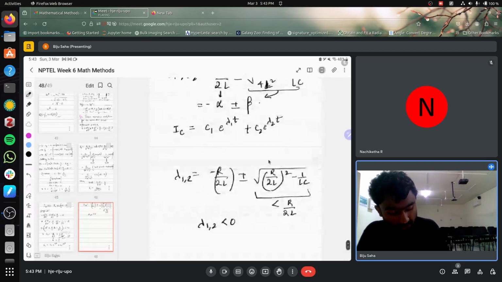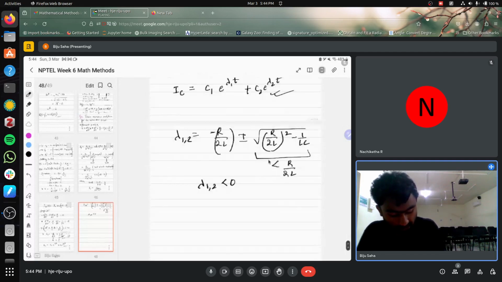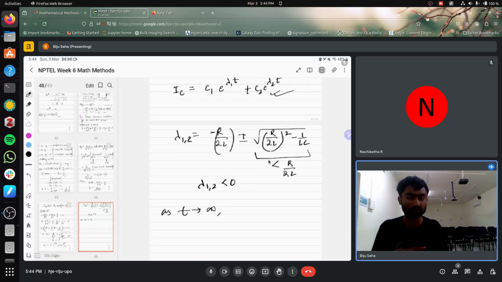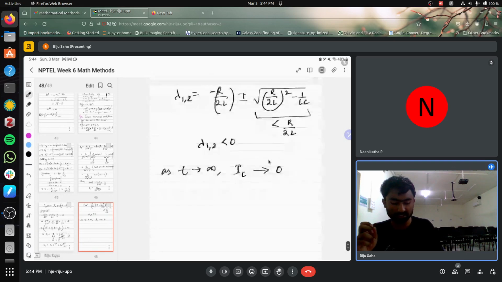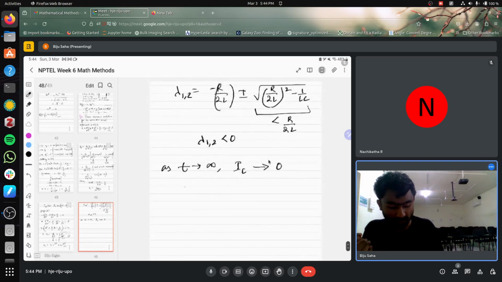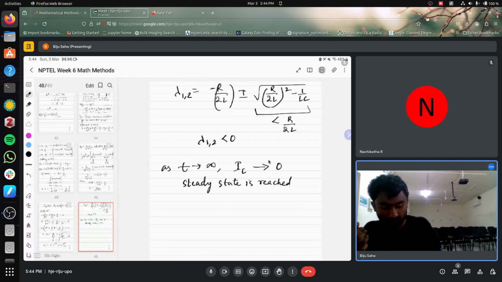So what happens to this then? As t tends to infinity, as you increase the time, the I_C decays exponentially and becomes equal to 0. So that is the condition of steady state. As the steady state is reached, the I_C part goes to 0, the complementary part of the solution goes to 0.